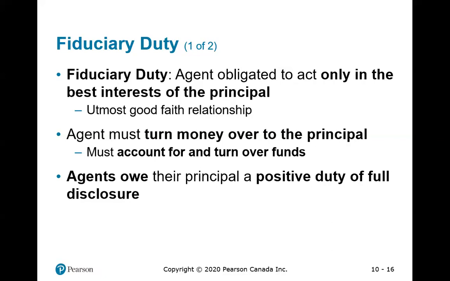Agents owe a positive duty of full disclosure. So as a selling agent for this banana farmer, if I know that the potential buyer is going bankrupt, I cannot be silent because I know and I have a positive duty to disclose. So I need to tell my principal that their potential buyer is filing for bankruptcy. If they want to sell or not, it's their decision. But I complied with my positive duty.